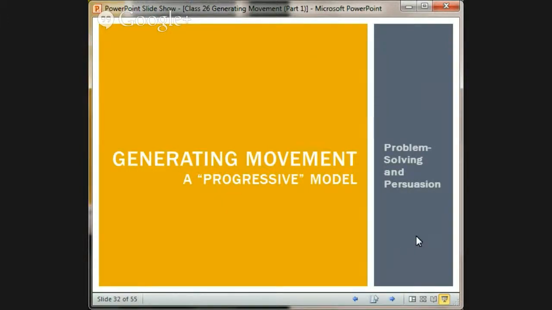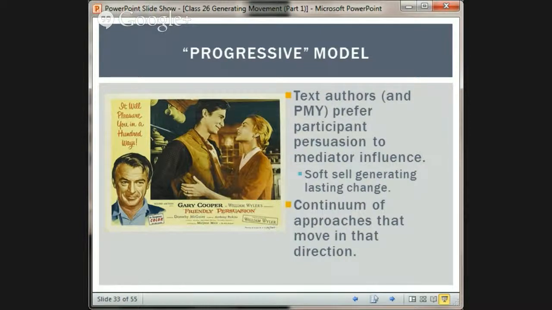All right, so generating movement. The authors have this notion of a progressive model. So they prefer participant persuasion to mediator influence. So this soft sell generating lasting change, and a continuum of approaches that move in that direction.